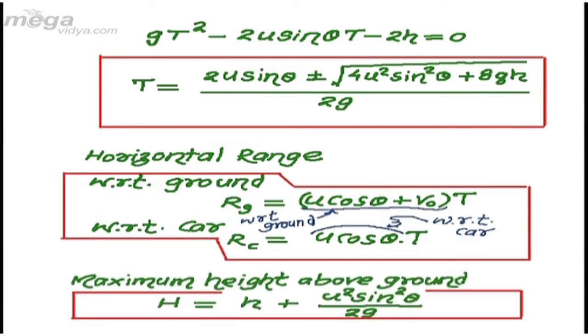Similarly, we can get the maximum height above the ground by calculating the maximum height above the point of projection plus the height from where this projectile is initially thrown above the ground. So I think you have got the perfect knowledge of what to do and what not to do under this type of circumstances. So, happy learning. Bye.